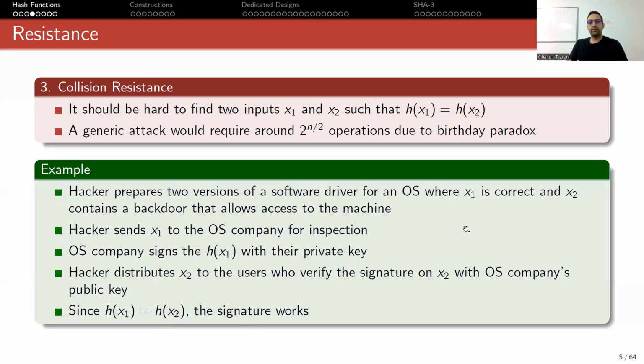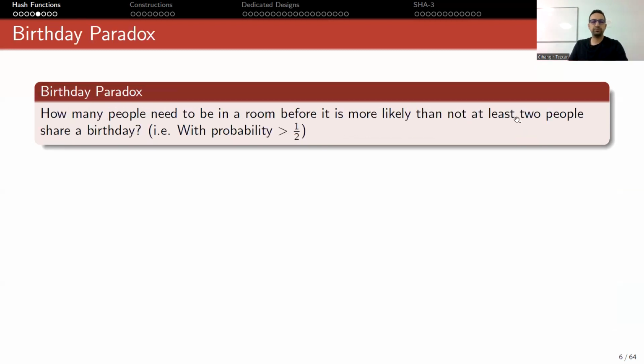So we need all of these properties in practice. Before moving on, let's talk about the birthday paradox and why it is easier to find a collision than a second pre-image. It is way easier because the square root reduces the number in a really fast way, right?